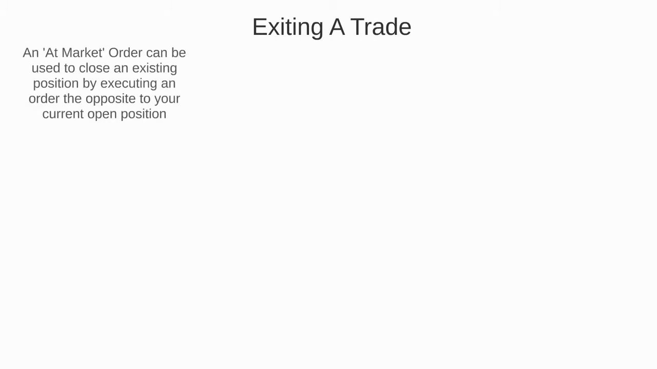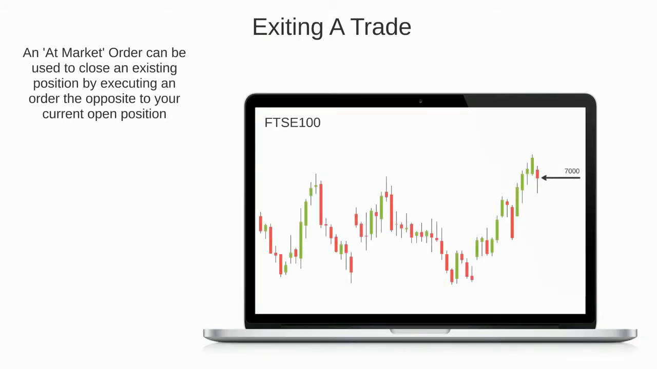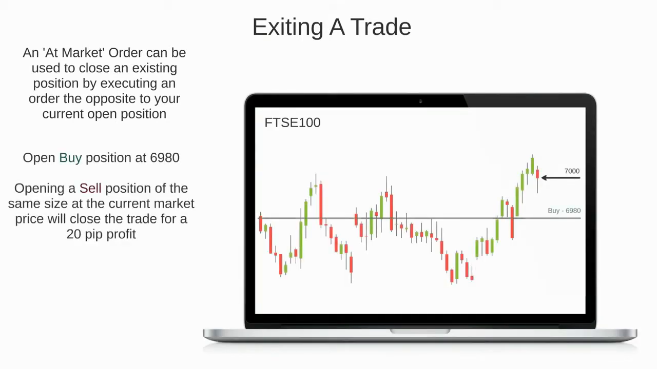Now let's look at how you can use these same order types to exit a trade. The first way to exit a position is to simply close it manually. We do this by using an at-market order that we looked at earlier, only the opposite of the order that we used to open the trade. So if you had opened a buy position of a particular size at 69.80 and the market is now trading at 70.00, you can manually close the trade by executing an at-market sell order of the same size as the buy position. This cancels out the buy position you opened so that you are net flat in the market and would leave you with a profit of 20 pips.